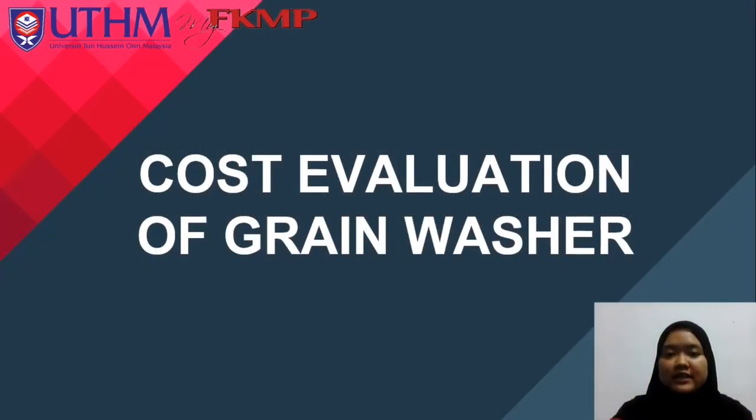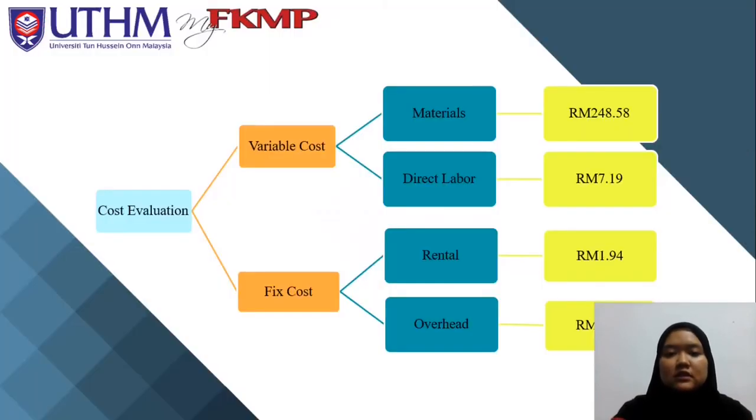Thank you. Moving on to the next point, which is cost evaluation of grain washer. So cost evaluation can be divided into variable cost and fixed cost, or else it can be called indirect cost and direct cost. So the calculated cost per unit for every classification is stated as shown.